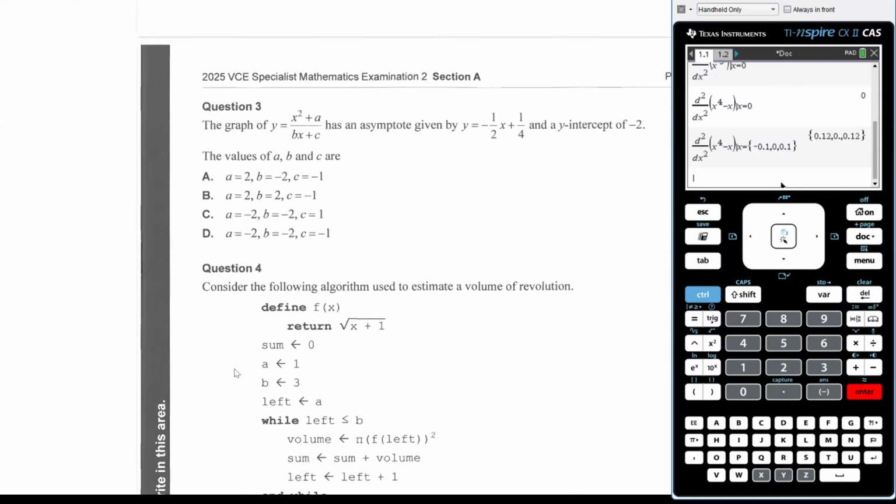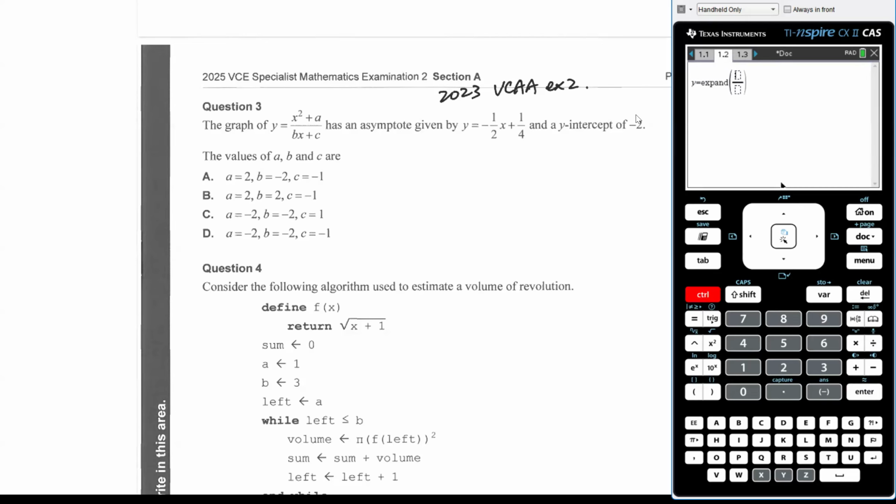Question 3. The graph of this rational function has an asymptote given by y equals minus half x plus a quarter, and a y-intercept of minus 2. This question is very similar to the 2023 VCAA Exam 2, I think either question 2 or question 3. But what I'll do is use y equals x squared plus a, divided by b times x plus c. Given that, let's try each option.